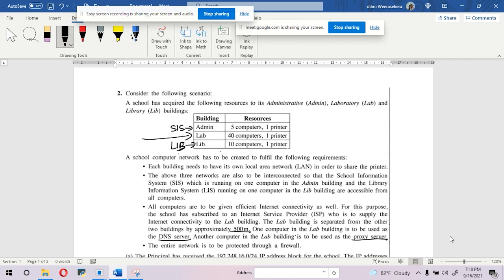DNS server, you know what the purpose of the DNS server is? The DNS server converts the URL into an IP address. Proxy server is used when you have a large number of devices and need to manage the internet connectivity. So the internet connectivity is provided through the proxy server.